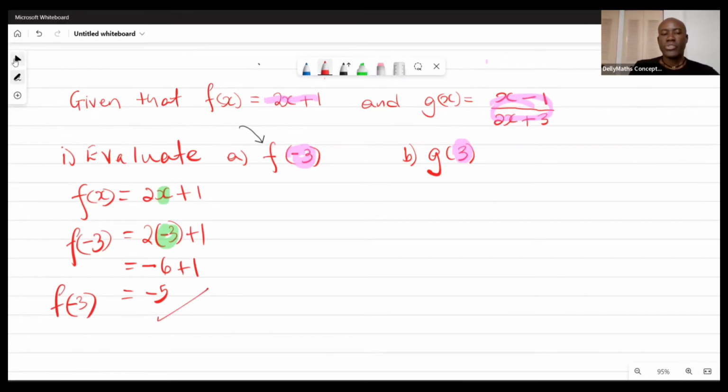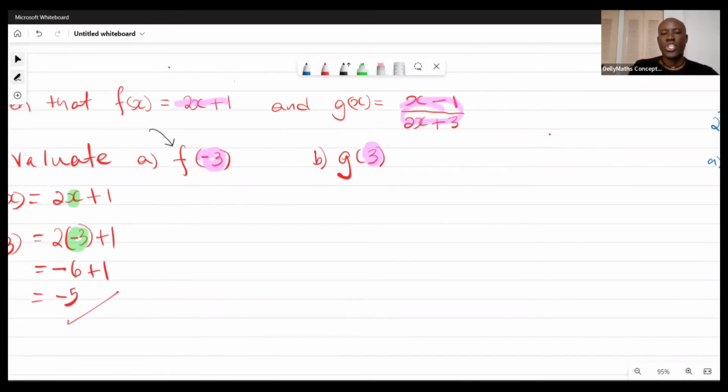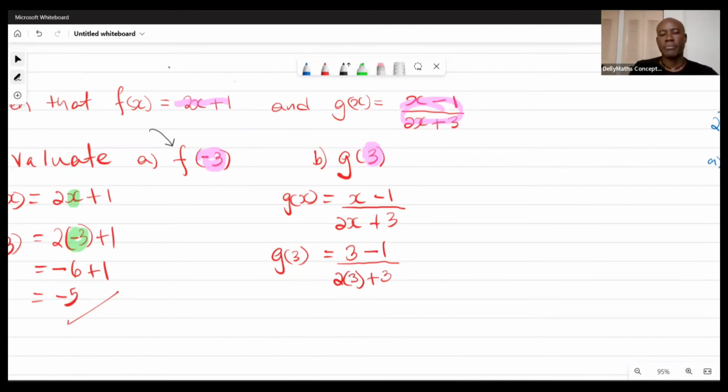Now let's look at the second question. The second question asks us to evaluate g of 3. Therefore, we're going to take the g function. It says g of x is equal to x minus 1 all over 2x plus 3. In evaluating g of 3, what we're going to do is substitute 3 in the g function wherever x is. For example, 3 minus 1 over 2 times 3, and then we add 3. From here on, we take our time making sure we're not making any errors.